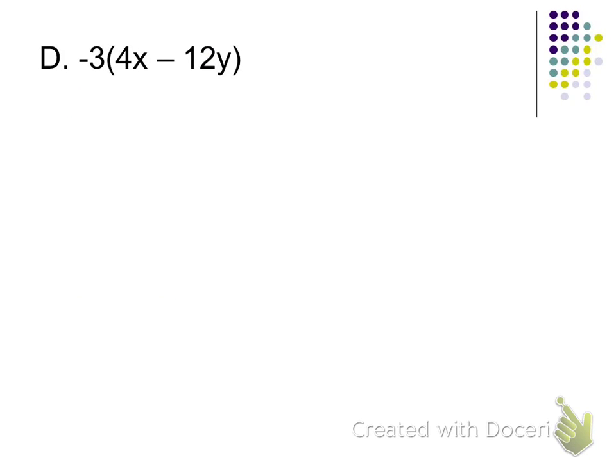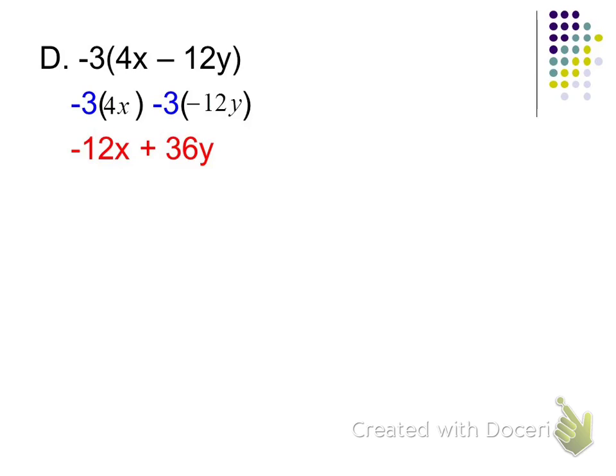Careful on this one. This is one where the signs start to get a little confusing because you'll end up with some double signs. But we're doing it the same way. So we are taking the negative 3 times the 4x and the negative 3 times the negative 12y. Anyone know what that will give me? Yes, sir. Negative 12x. Very good. Questions?